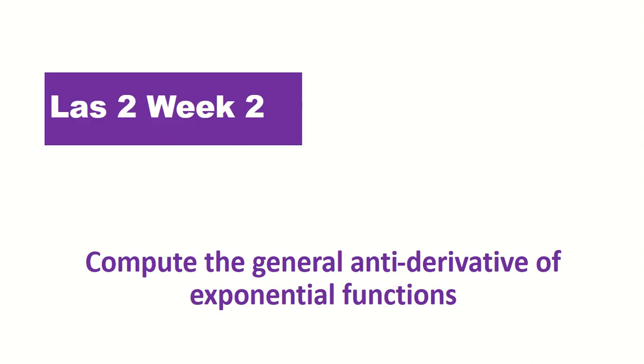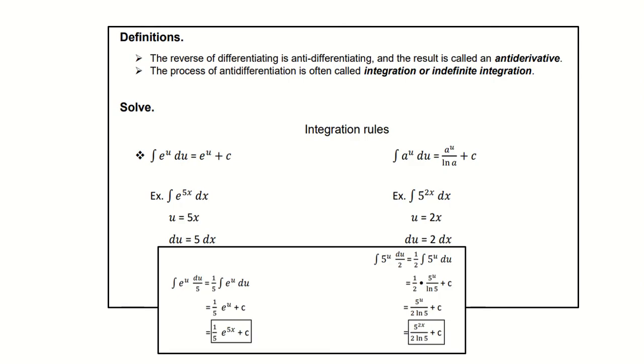Okay, let's proceed to last 2, week 2. Compute the general antiderivative of exponential functions. So, the reverse of, integral ng e to the u is e to the u pa rin. Okay. So, integral of a to the u is equals to a to the u over ln of a. So, kindly look at this too. Pakikopya nito sa notebook.